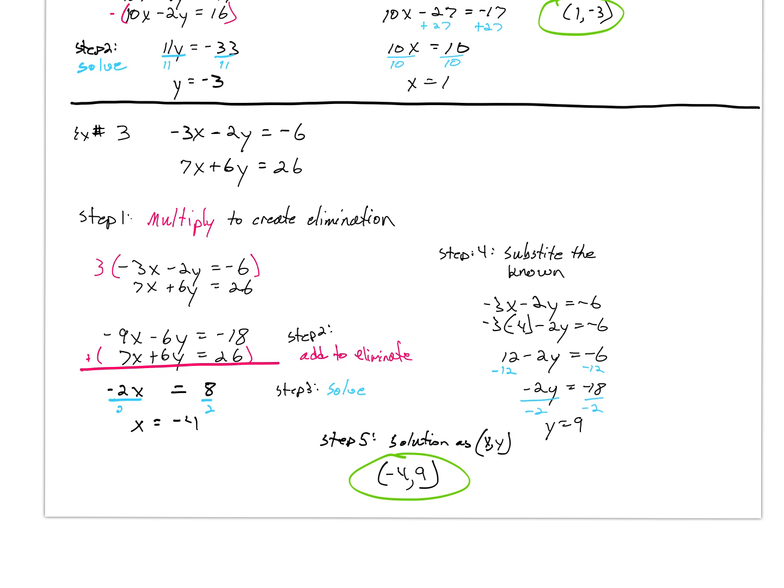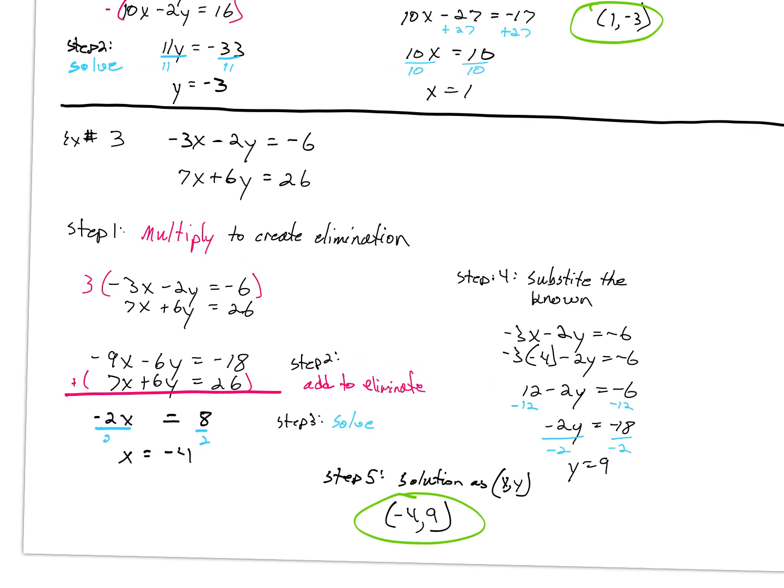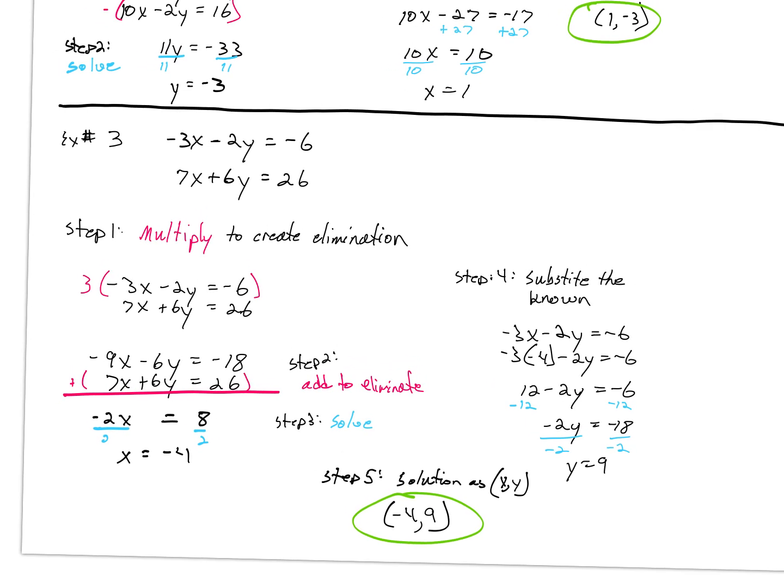Okay, so here are our two equations for number 3. We have a negative 3x minus 2y equals negative 6, and a 7x plus 6y equals 26. Now, this will probably be the most challenging one because you'll notice that there's nothing set up for the variables to cancel each other out. We can't add to cancel a variable, and we can't subtract to cancel a variable like we did in examples 1 and 2. But what we can do is multiply one of the equations to create elimination.